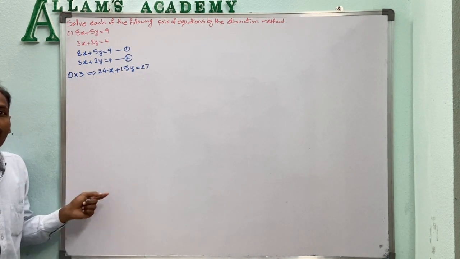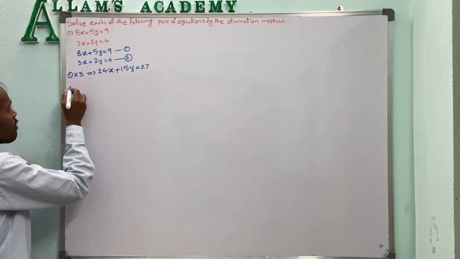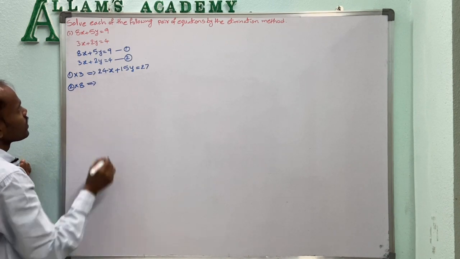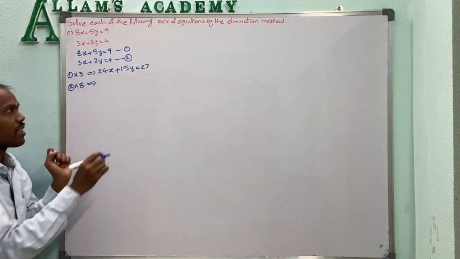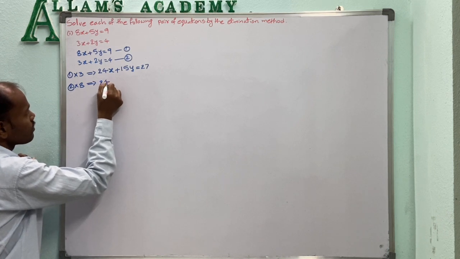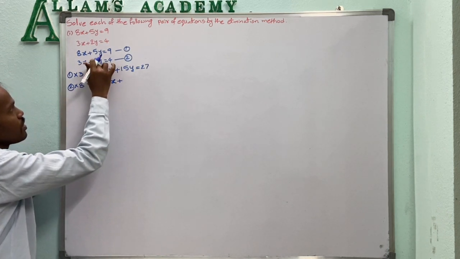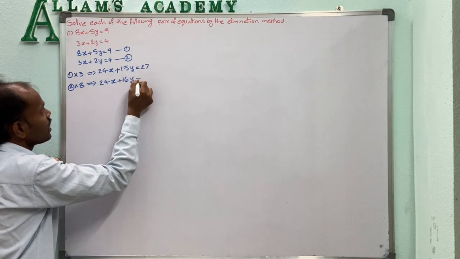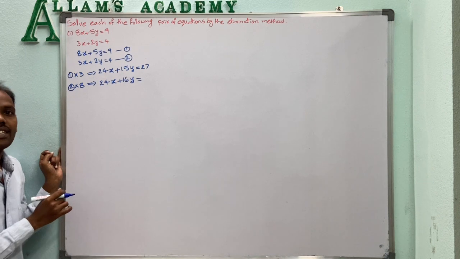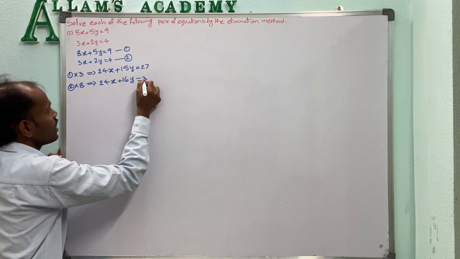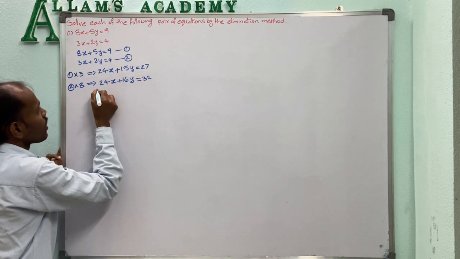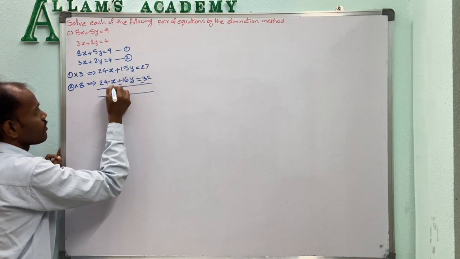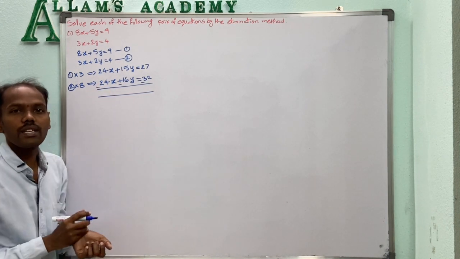Okay. Now the second equation is multiplying with 8. So 3 into 8 equal to 24x plus 2 into 8 equal to 16y equal to 4 into 8, that is nothing but 32. Now these two equations are subtracting. So we change the symbols.